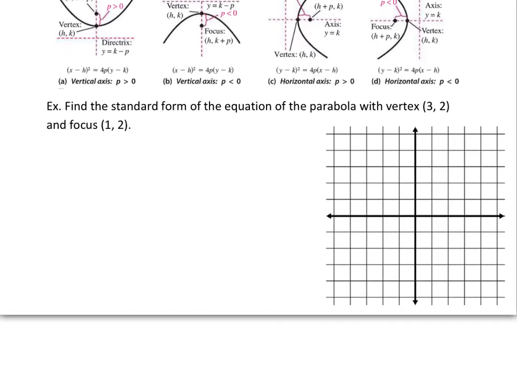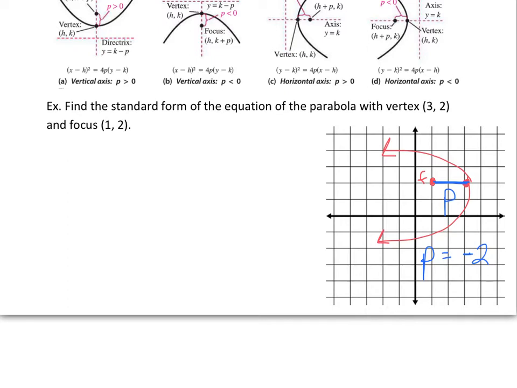For example, write the standard form of the equation of the parabola with a vertex of 3, 2. So mark that on my graph. Here's my vertex. Focus of 1, 2. So if this one's my focus, it has to be inside the parabola. My parabola has to open up like this. Okay, so what can I get from this information? I know that this distance is P. And since it's in the negative direction, P is going to equal negative 2. Negative because my parabola is opening left.